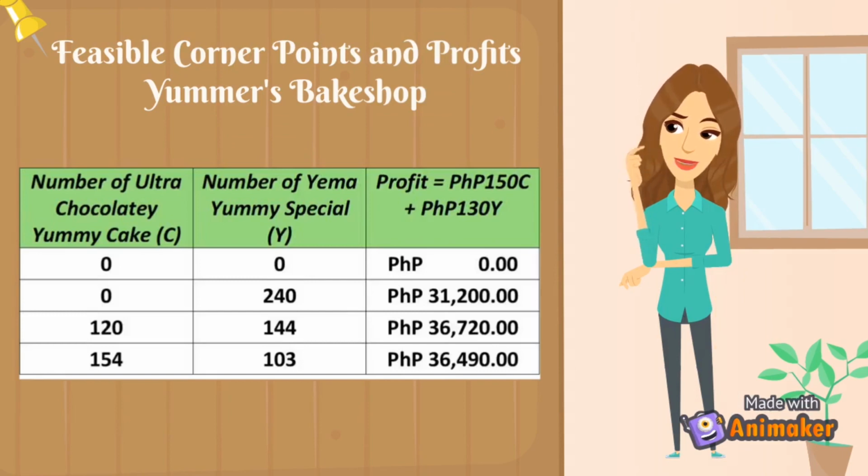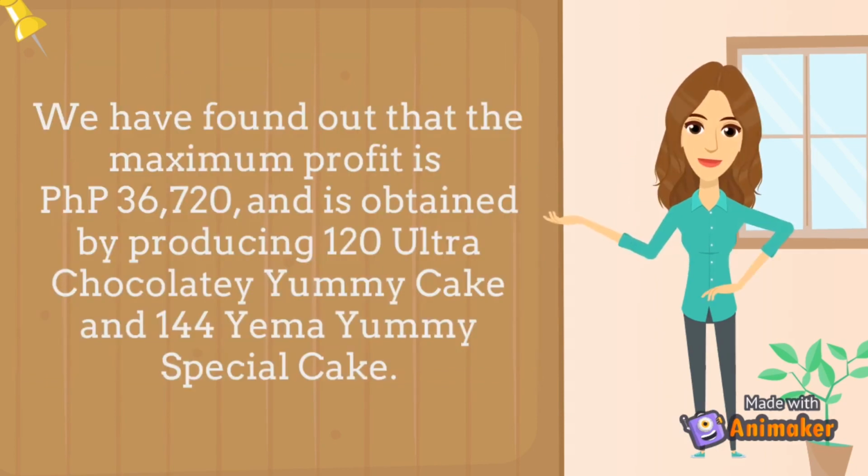So here's the table that contains the profit of every corner point. With this, we can clearly identify the corner point that can give the highest possible profit. We have found out that the maximum profit is 36,720 pesos and is obtained by producing 120 Ultra Chocolatey Yummy cakes and 144 Yama Yummy Special cakes.